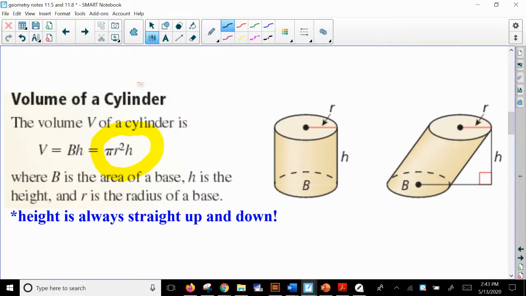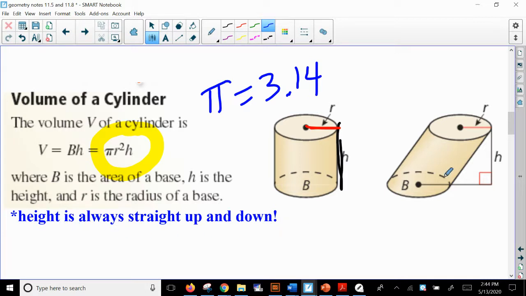You just do pi times r squared times h. So remember, h is the height, r is the radius, which is halfway through the center, okay? And then we know that pi is 3.14. So when you're finding the cylinder volume, that's a lot easier. You do 3.14 times radius to the second power times the height. Remember, the height is how tall it is when you're standing up. I added a note: height is always straight up and down.